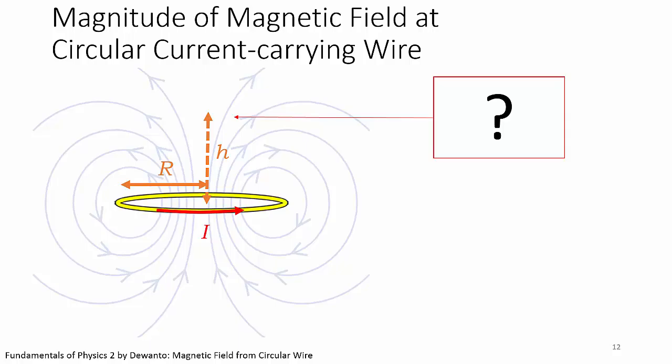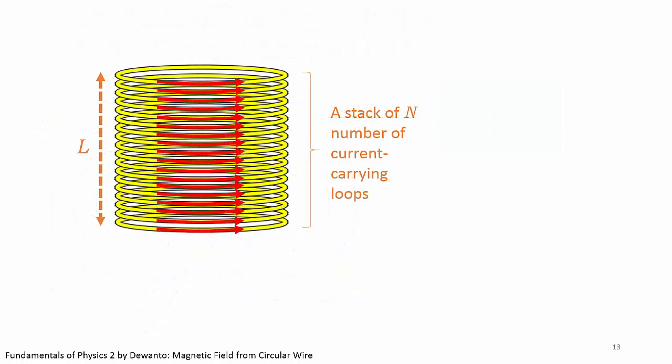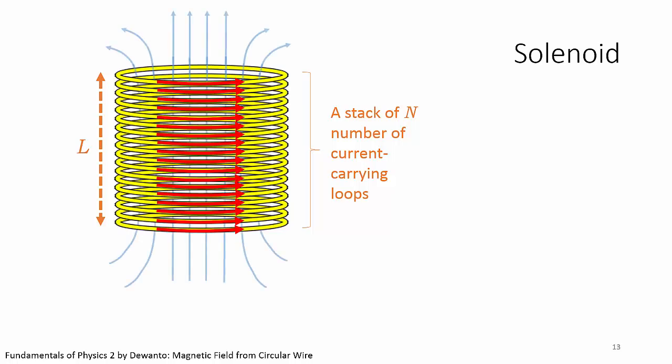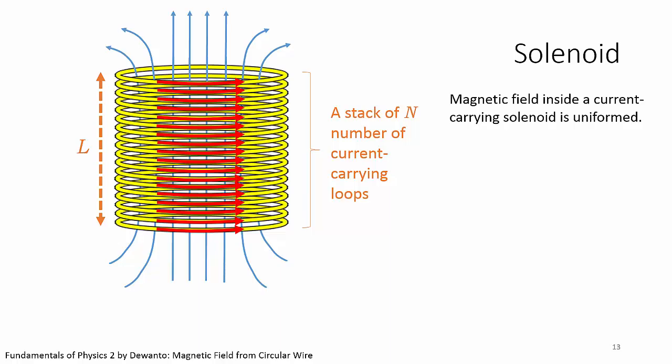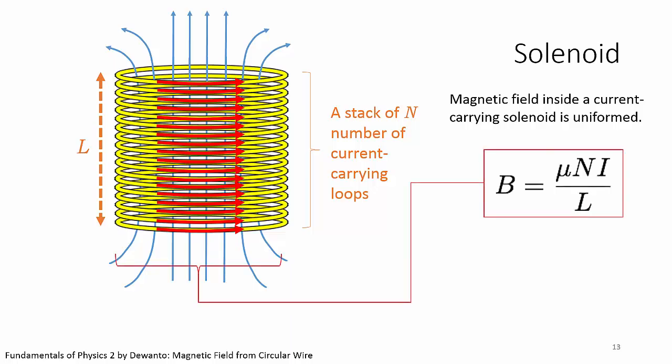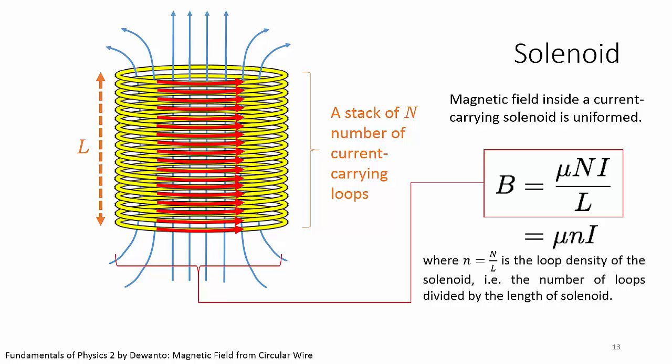Lastly, what happens if we have many of such ring currents stacked together? Such geometry is called a solenoid, by the way. Well, it should not be too hard to imagine that such current configuration will generate magnetic field in this manner. It's like superimposing the field from many single ring currents. Notice that the magnetic field inside a current-carrying solenoid is more or less uniform, except for the field around the two ends of the solenoid. The magnitude of the field can be computed using the following equation. Sometimes we like to write the equation in terms of the loop density or coil density of the solenoid.